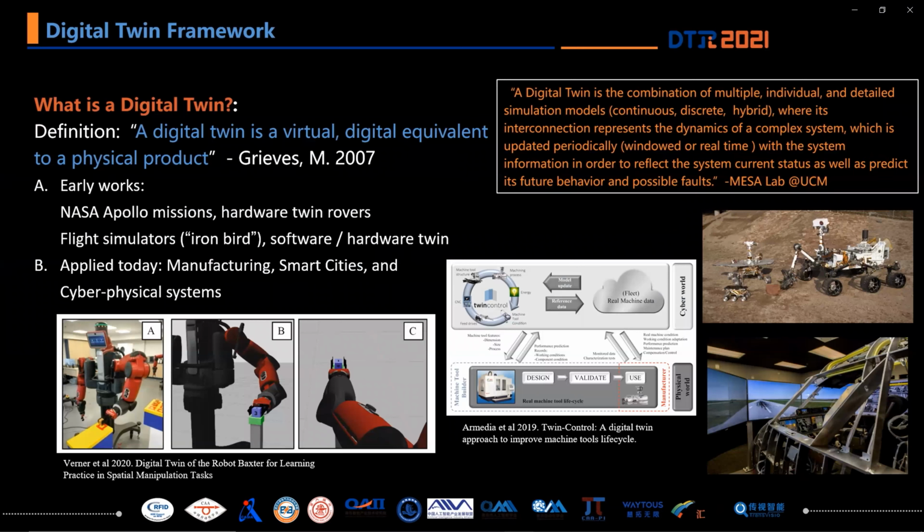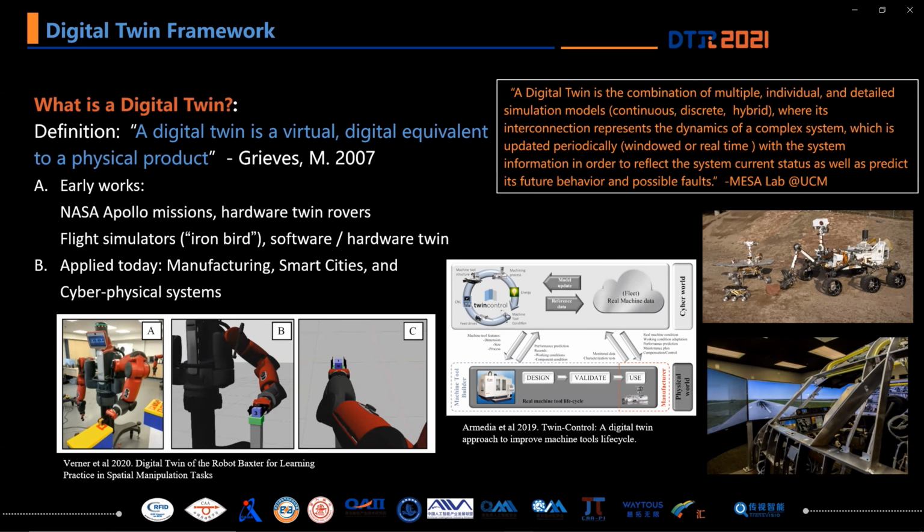So first, what is a digital twin? As many probably are aware, from Michael Grieves in 2007, a digital twin is a virtual digital equivalent to a physical product. It can be seen in early work such as the NASA Apollo missions, where you have a hardware twin, or flight simulations such as the Iron Bird, where you have a mixture of software and hardware twins, or today where you have manufacturing implementations, smart cities, or even cyber-physical systems such as the robot Baxter by Werner and others.